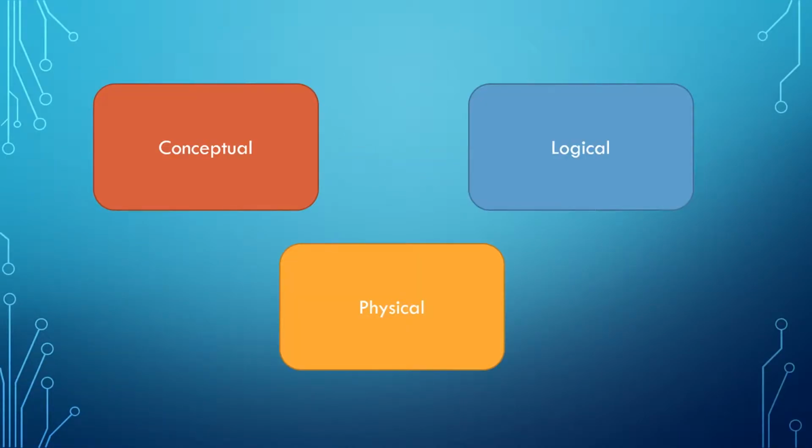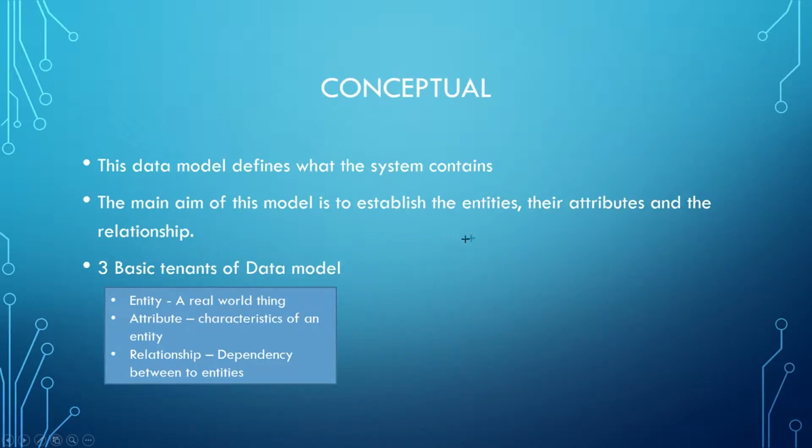There are mainly three different types of data models, and that is conceptual, logical, and physical. For conceptual, this data model defines what the system contains. This model is typically created by business stakeholders and data architects, and the purpose of this data model is to organize, scope, and define concepts and rules.